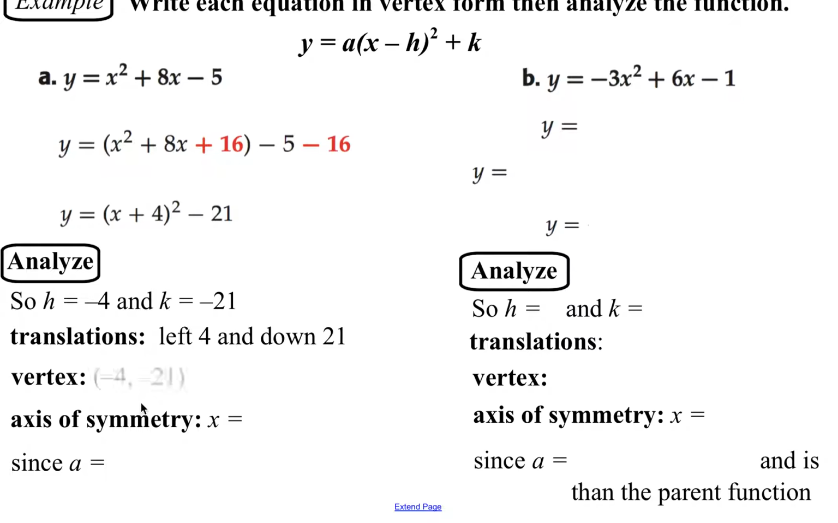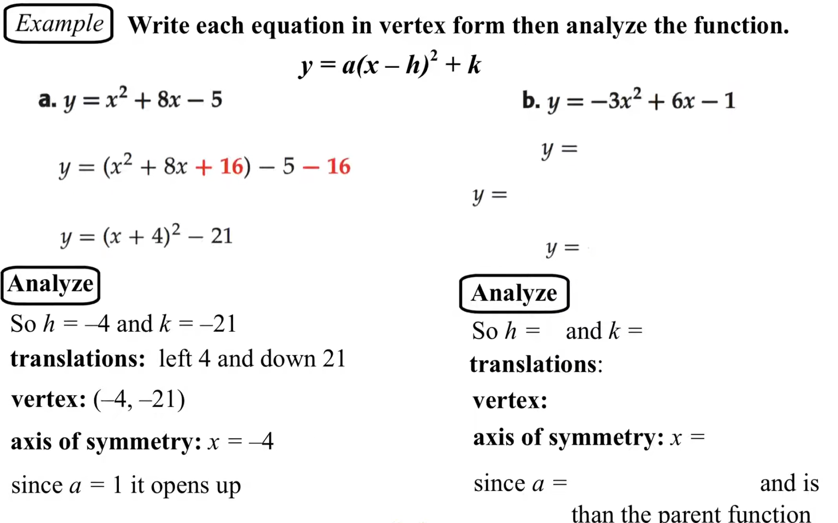Our vertex is negative 4, negative 21. Axis of symmetry is x equals negative 4. And a is equal to 1, so we know that this thing opens up. And so if we wanted to, we could go ahead and do a sketch of that.